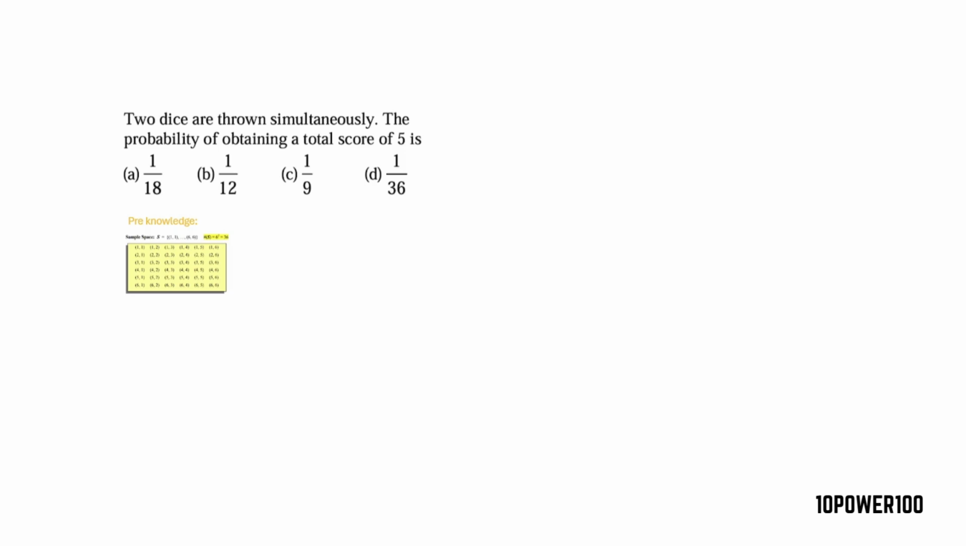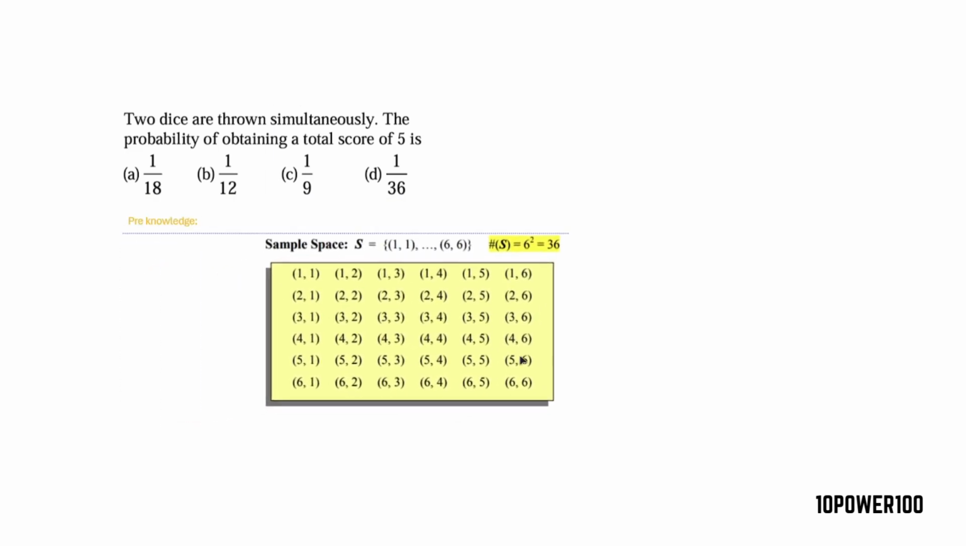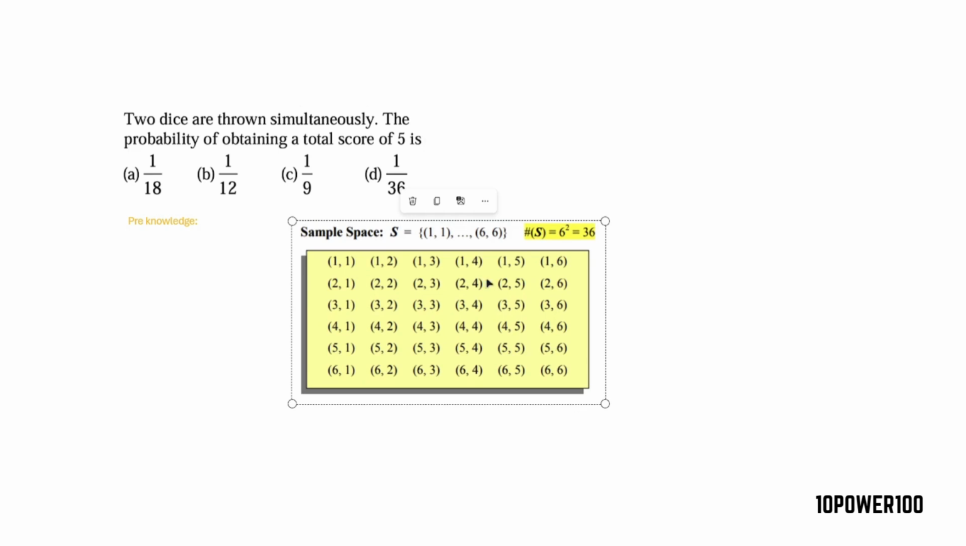Next question. Two dice are thrown simultaneously. The probability of obtaining a total score of 5 is. So the pre-knowledge required to solve these problems is, first, the sample space. Since you are throwing a die 2 times, the sample space is 6 power 2, which is 36. So these are the sample space from 1 to 6.